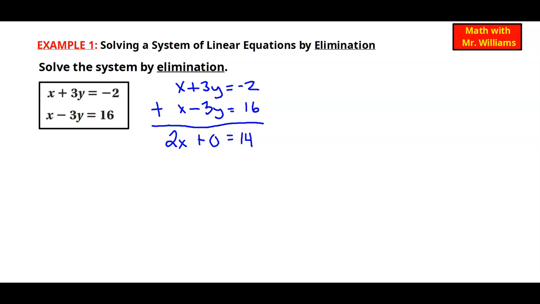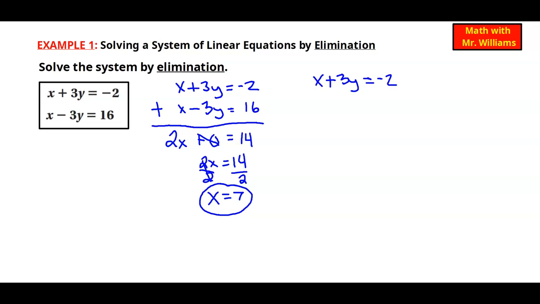All right, the 0, of course, is going to get removed, leaving me 2x equals 14. I'm going to divide by 2 on both sides, leaving me x equals 7. All right, I'm going to pick the first equation to substitute it back in. So let's go and write that down. So we have x plus 3y equals -2. I'm going to substitute the x with a 7.